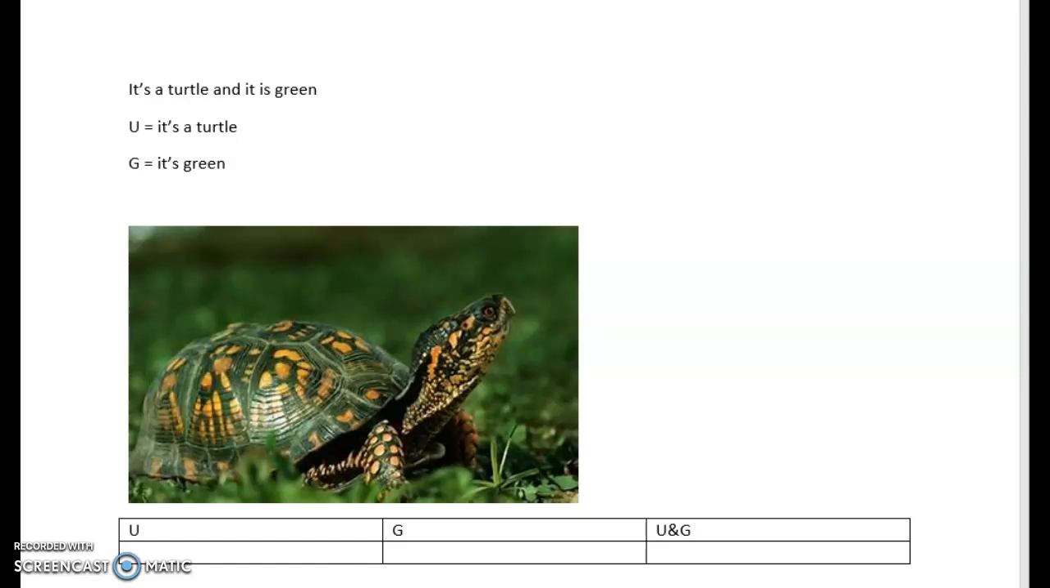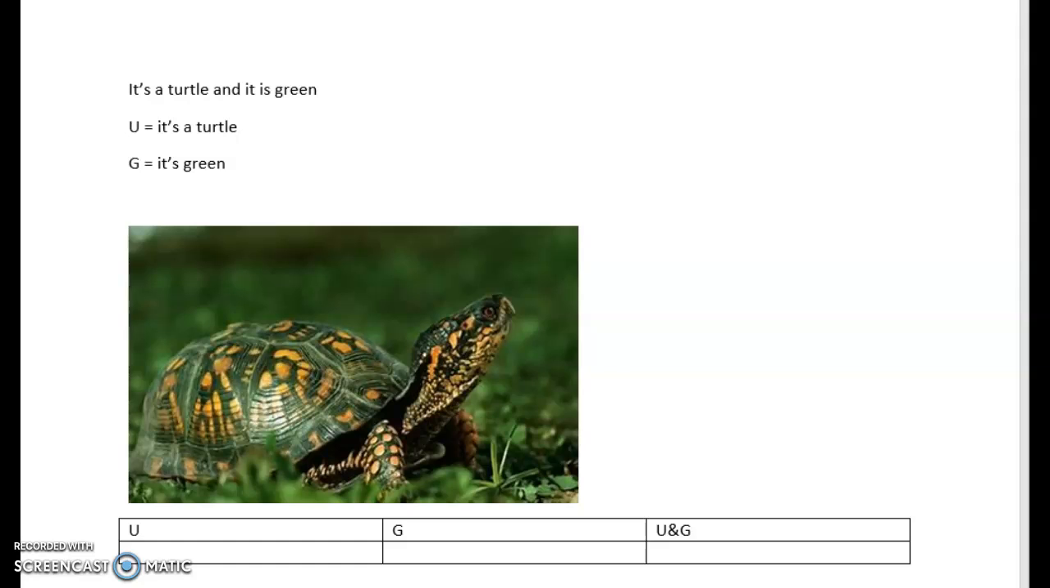I'm here to go over a bit about how to translate sentences into truth tables and how you can use truth tables. So here I have an example of some symbols. We have U, and U stands for it's a turtle, and G stands for it's green. Now I could have used T for it's a turtle. Really, obviously you can use any letter, like I've said before, but the problem with using T is it gets kind of confusing if you're using T's and F's to symbolize truth and falsity. So I went with U just to make it look a bit more elegant.